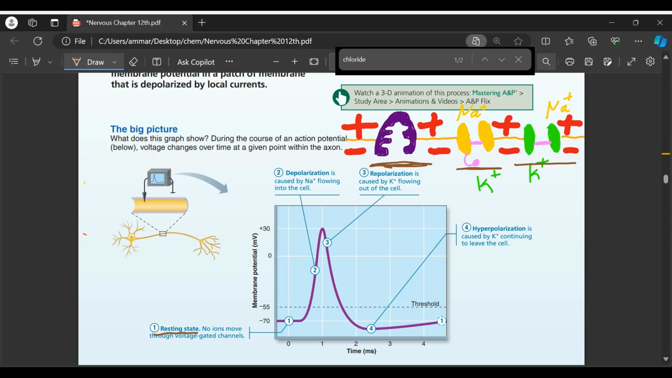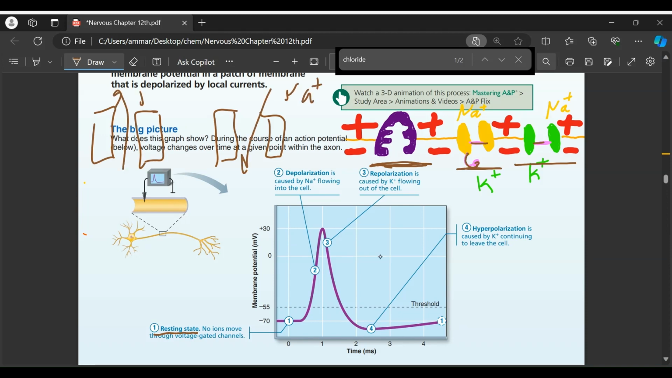Okay? So in the resting state, the voltage gated channels for sodium are closed, as well as potassium. And we have leakage channels for sodium and potassium, which are open all the time. Sodium goes in, potassium goes out, and there's some kind of movement. I can explain it later. I can also explain how these ion concentrations differ.